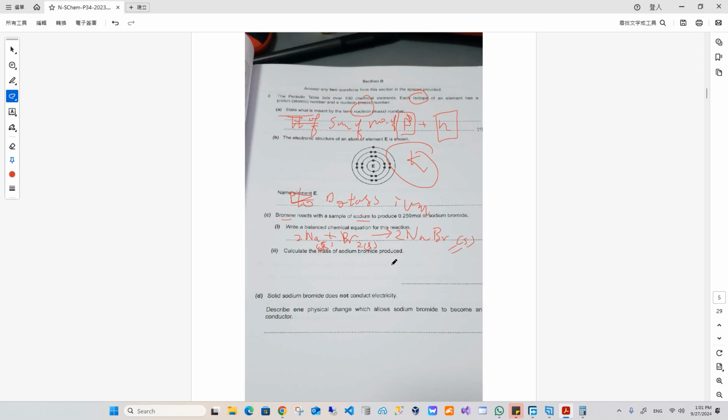Calculate the mass of sodium bromide produced. It is very simple. Mass: I have the mole. Number of moles and mass. My formula is number of moles equals mass over Mr. So number of moles 0.25 equals mass over Mr, and mass is what I want. What's Mr? Sodium's Ar is 23. Bromine's Ar I can't remember.